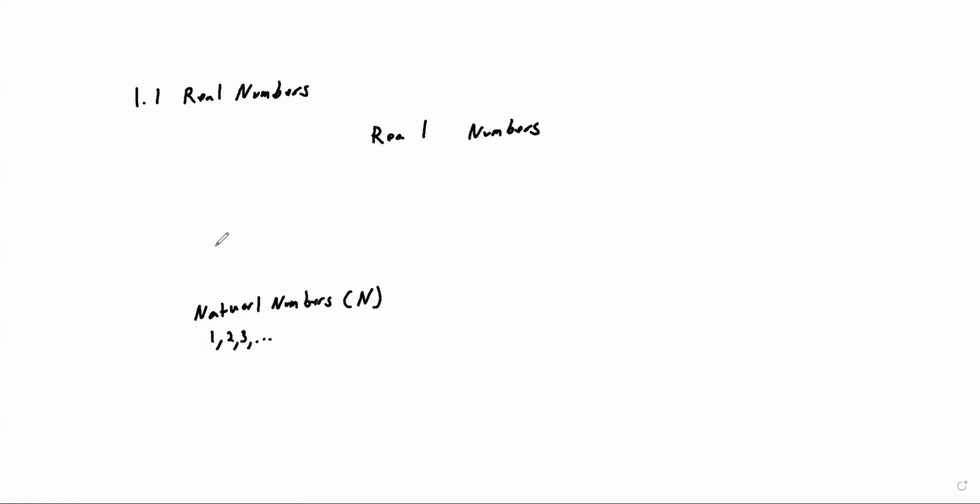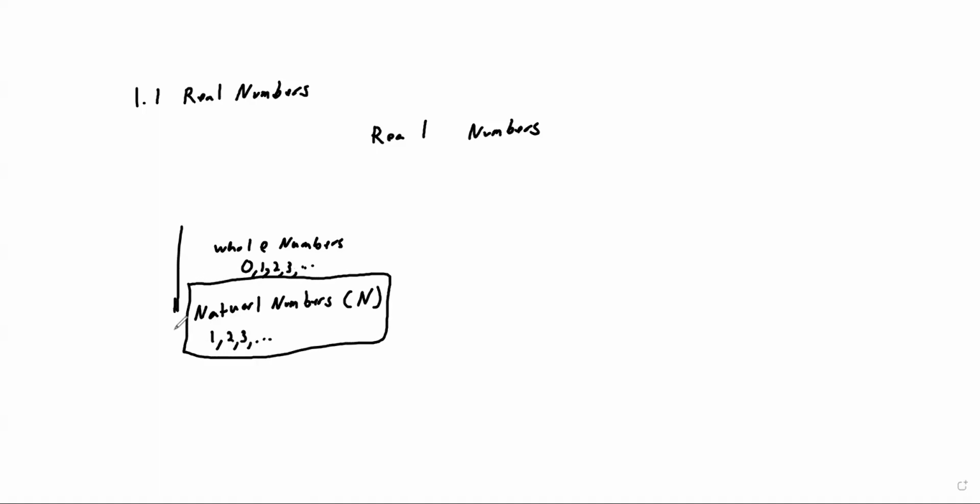After natural numbers, we have what we call whole numbers. And it includes all the natural numbers plus the zero. So if you think of it like this, here is your natural numbers box. Your whole numbers would be part of the natural numbers plus the zero.